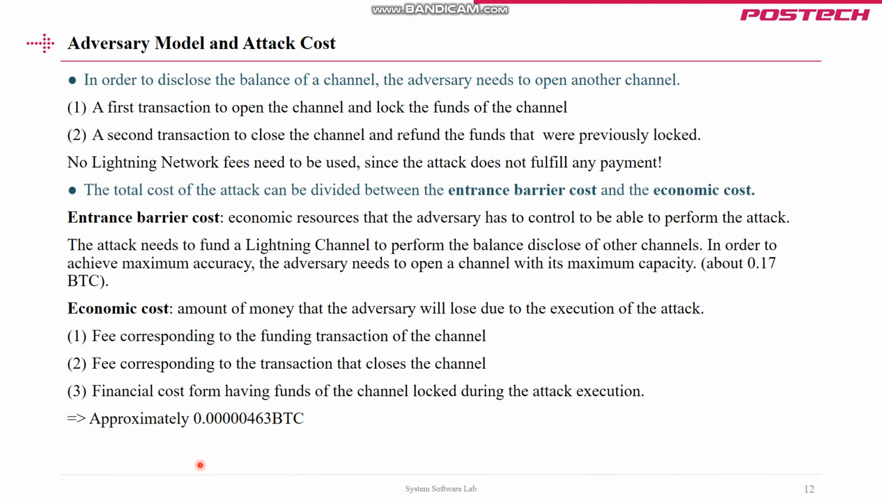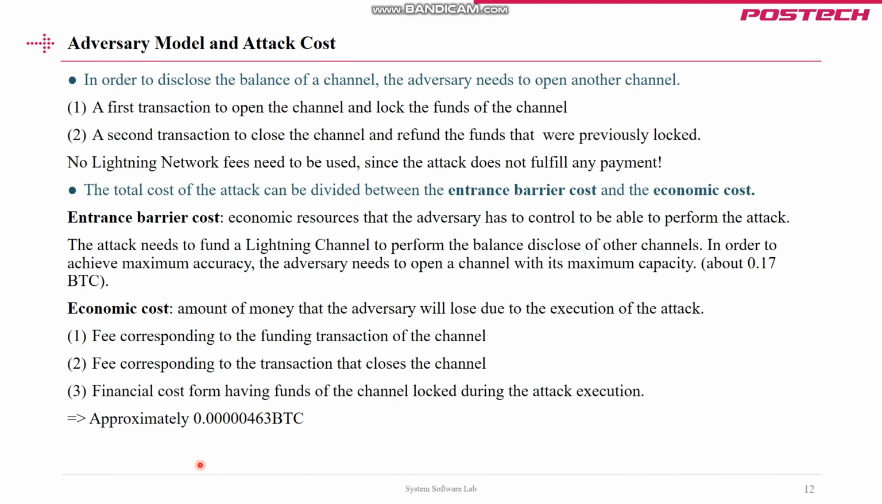And so in order to disclose the balance of a channel, the adversary needs to open another channel. To do this, the adversary needs to send two transactions to the Bitcoin blockchain. First, a transaction to open the channel and lock the funds of the channel. Second, a transaction to close the channel and refund the funds that were previously locked. So no Lightning Network fees need to be paid, since the attack does not fulfill any payment.